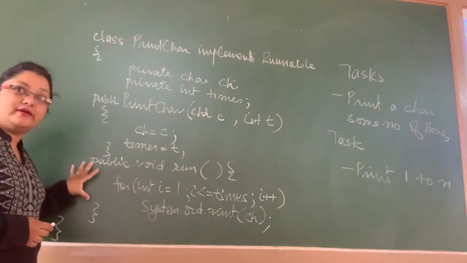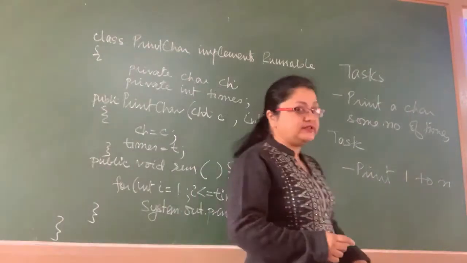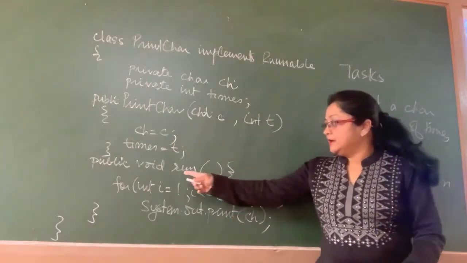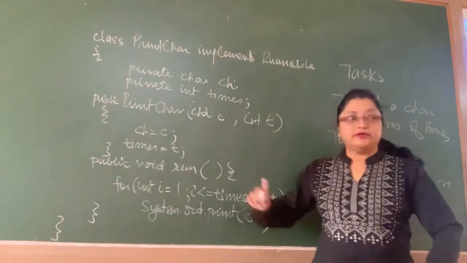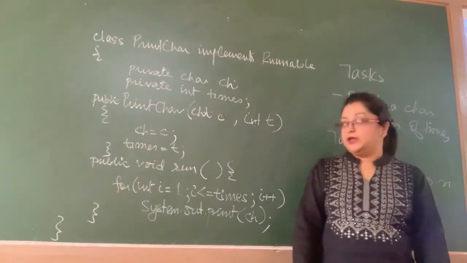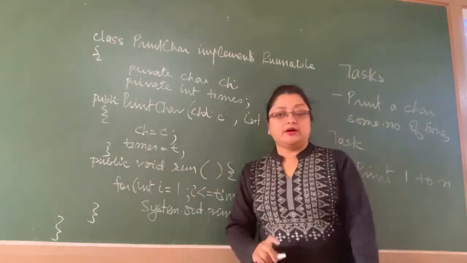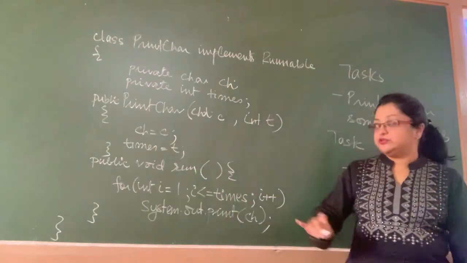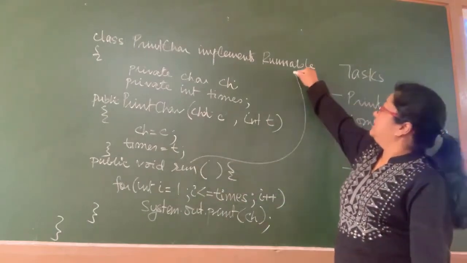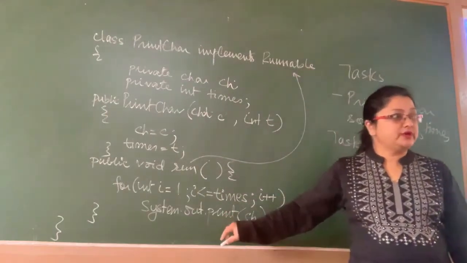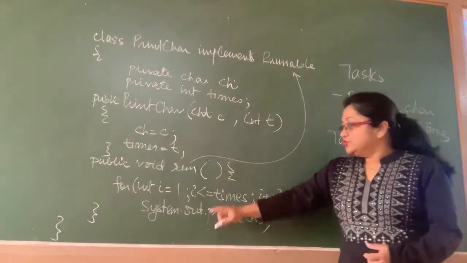What is important here is the run method. If you look at the run method, you'll see its syntax is like this: public void run. No arguments, and the return type is void. This is defined in the Runnable interface, so you have to implement it here.